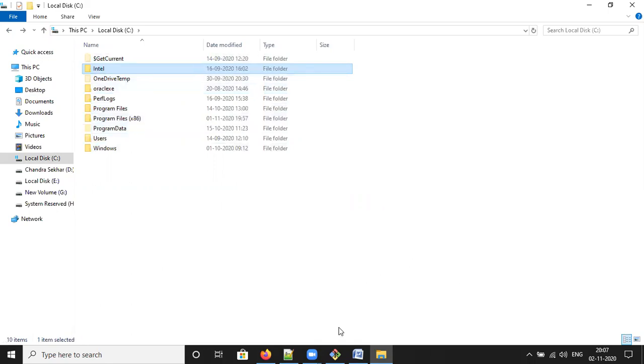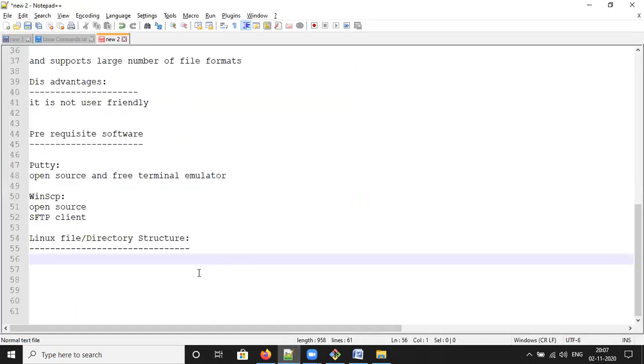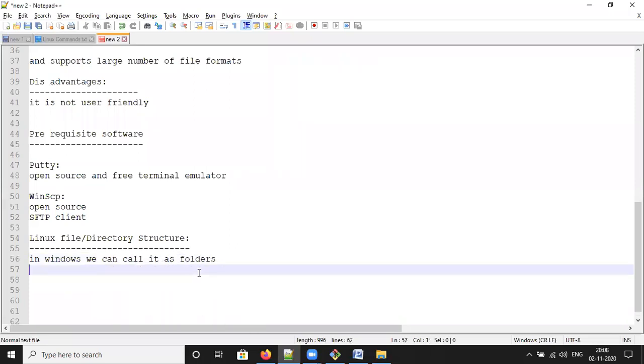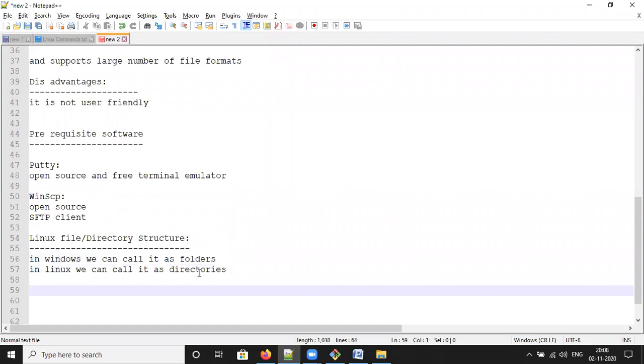So let me give you one example for that. In Windows, we call them folders. In the Linux environment, we call them directories. That is the only difference.